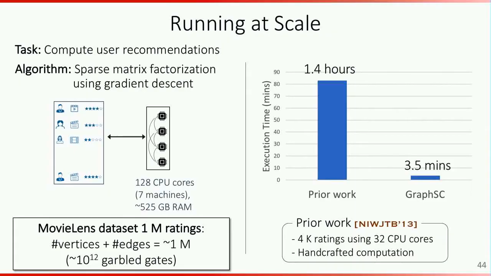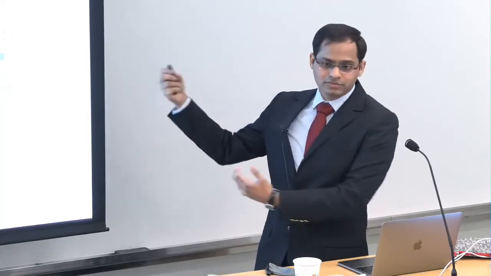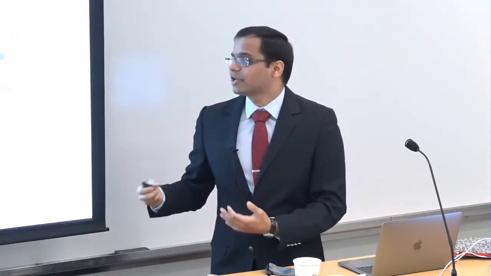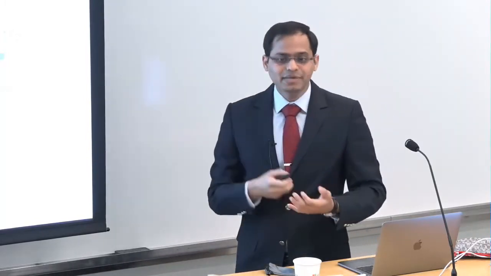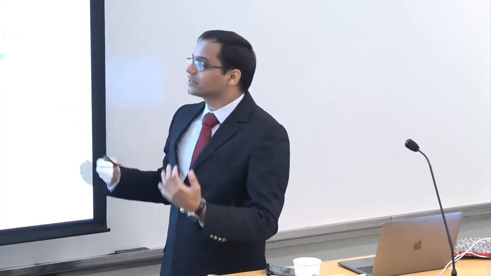Comparing this to prior work, they could do this computation only on size 16,000 ratings. And for the same size data set using 32 CPU cores, what took them 1.4 hours took us less than 3.5 minutes. And this 20x improvement is primarily because of the way we efficiently parallelize it. But in addition to parallelism, we do this generically for any program that can be expressed in the graph parallel style. And for them, they just handcrafted this computation for this specific example.